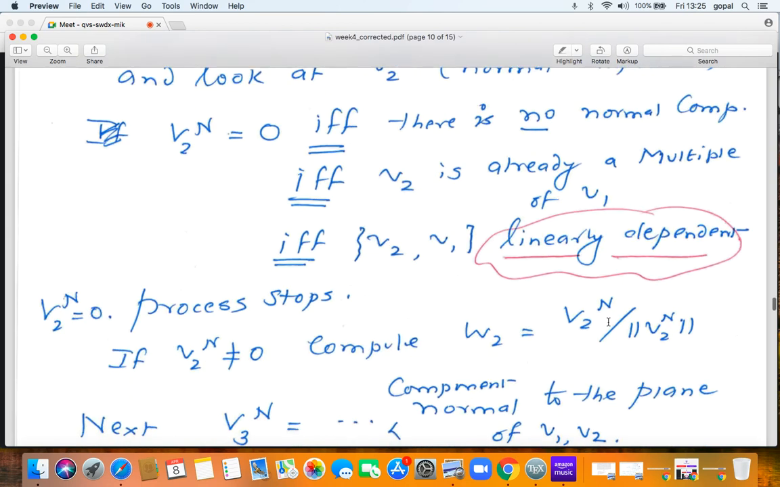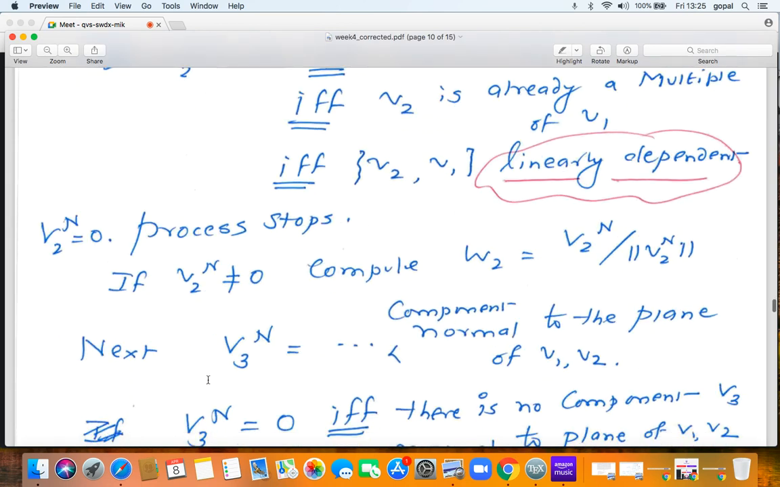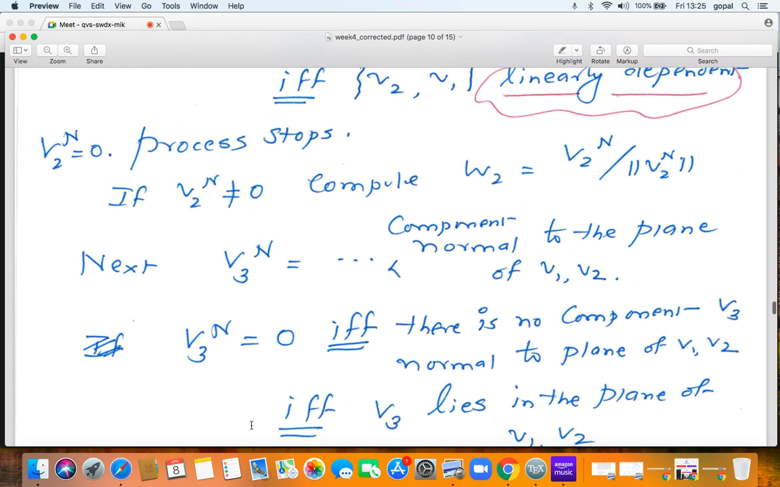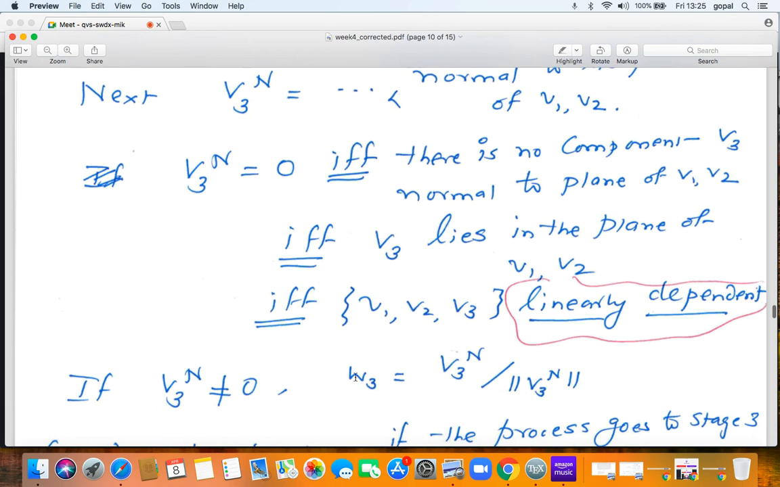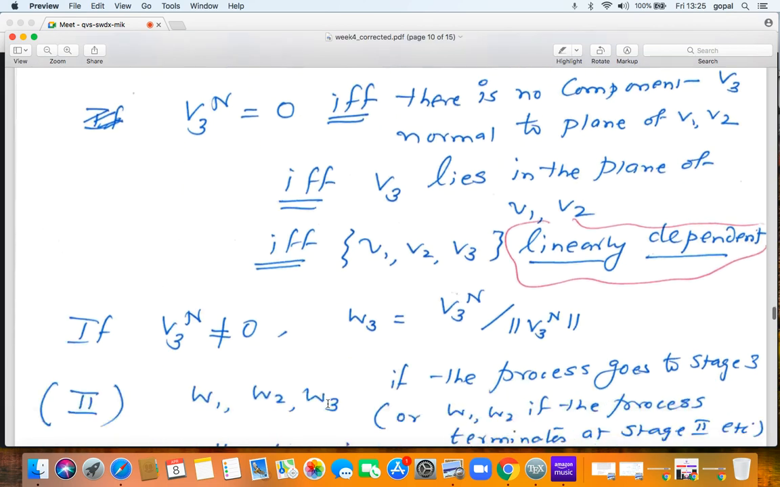You normalize it, you get w2. Similarly, you then proceed to the next vector. Find the normal component of v3. If the normal component of v3 is 0, the process stops, and that will happen if and only if v3 lies in the plane of v1, v2. Otherwise, the process continues, and we divide v3 by its length, and we get w3, etc.